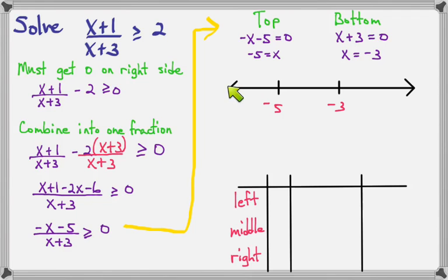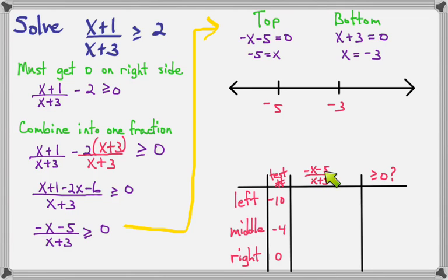We'll choose something in each section to graph. Something that's less than negative 5 would be negative 10. Something in between negative 5 and negative 3 would be negative 4. Something that's to the right of negative 3 might be 0. So let's use negative 10 here, plug in negative 10.